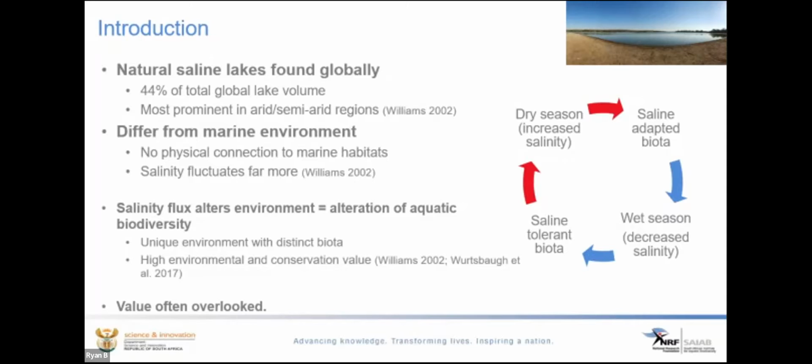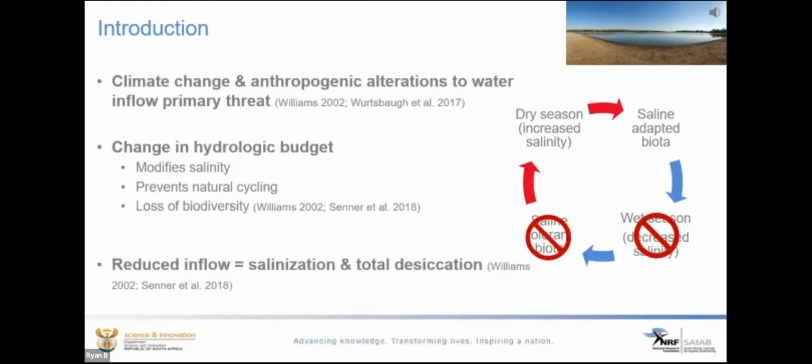Saline lake ecosystems therefore often have quite a high environmental and conservation value. Unfortunately, this value is often overlooked because it is difficult to put the ecological value into a cash value. Climate change, with its associated changes in temperature and rainfall, and anthropogenic alterations to the inflow of water through damming and water obstruction, are the two primary threats that saline ecosystems face.